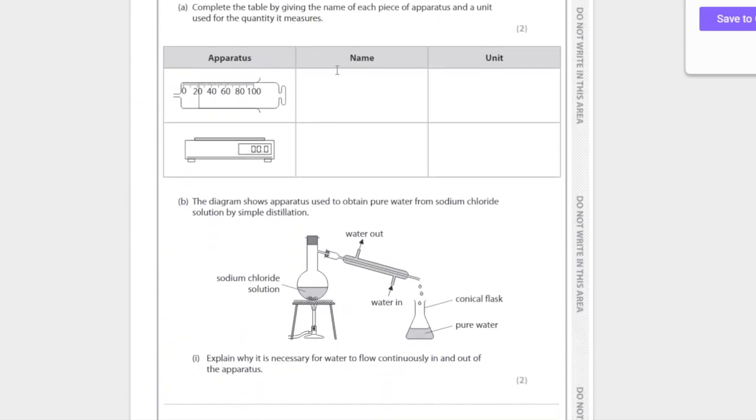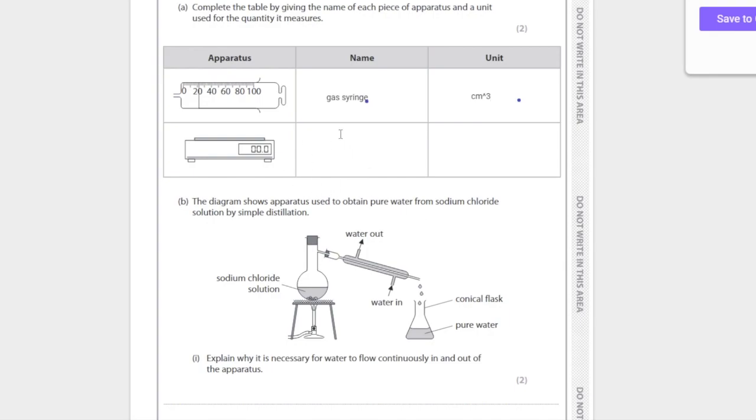Next up, we have a question about apparatus. Okay, apparatus used, and it wants us to define what these two apparatuses are and their units. Okay, sure. So this one, we can tell just by how it looks. It's a gas syringe. You can see the little syringe parts, and yeah, clearly a gas syringe. And for the unit for gas syringe, we should know that it's in centimeters cubed. If you want, you can say in milliliters. They're equivalent, so just whatever. But centimeters cubed is generally the nice one to say.